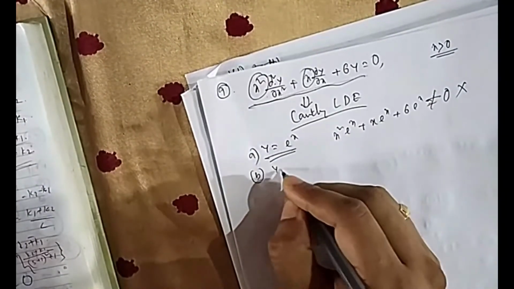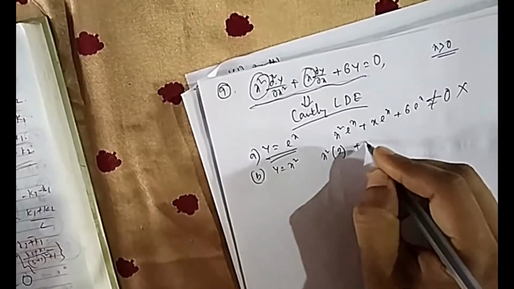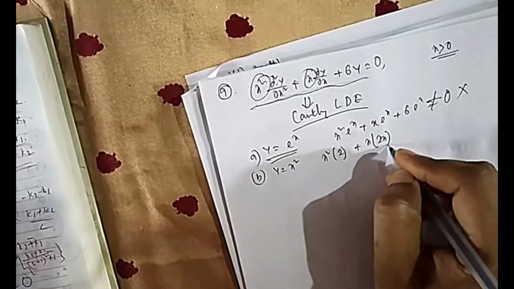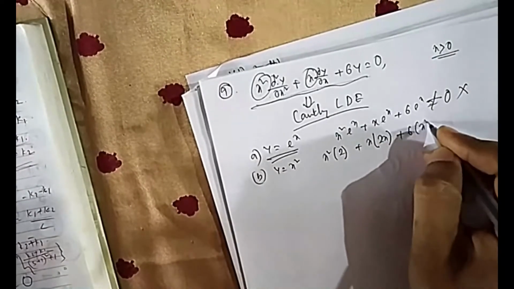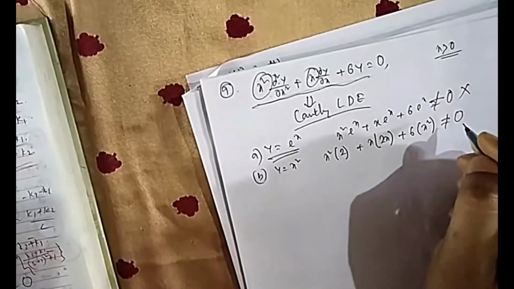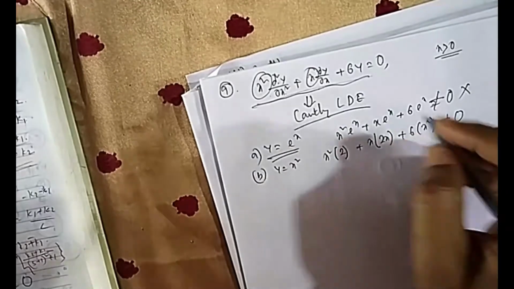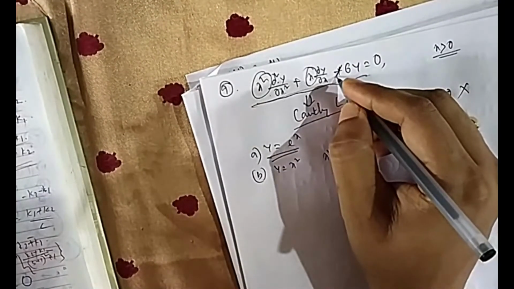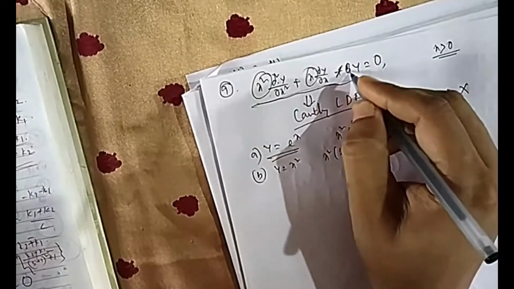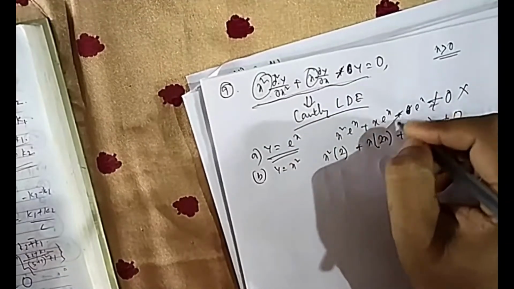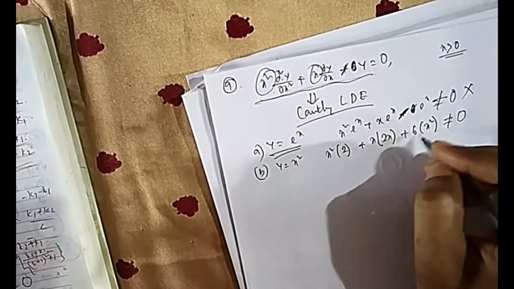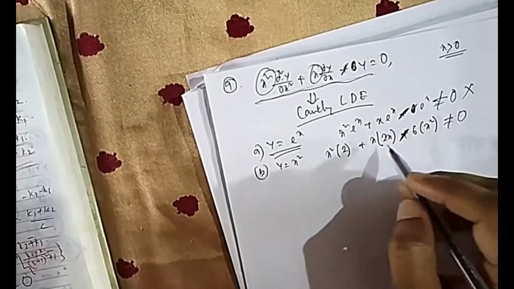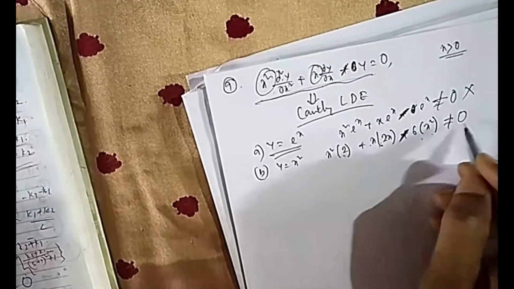Next, if I put y equal to x square, two times differentiation will be 2, x times one time differentiation of x square is 2x, and 6 into x square. Is it equal to 0? No, this is also not equal to 0. This is minus y, not 6y. Again, it is not 0. So it is minus x square. 2 2s are 4, 4 minus 6, it is not coming.